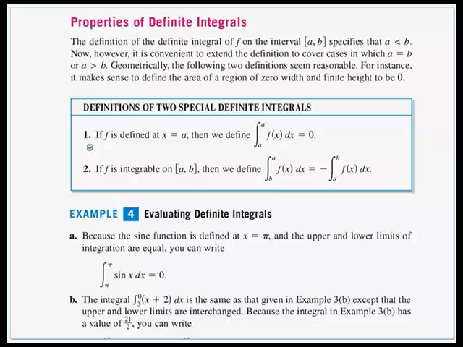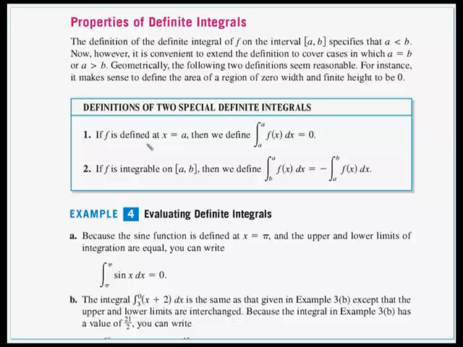Definite integrals have some different properties. The definition of a definite integral of f from a to b specifies that a is less than b. Now, however, it's convenient to extend the definition to cover cases in which a is equal to b, or a is greater than b. Geometrically, the following two definitions seem reasonable. For instance, it makes sense to define the area of a region of 0 width and finite height to be 0. In these properties here, we have this first definition.